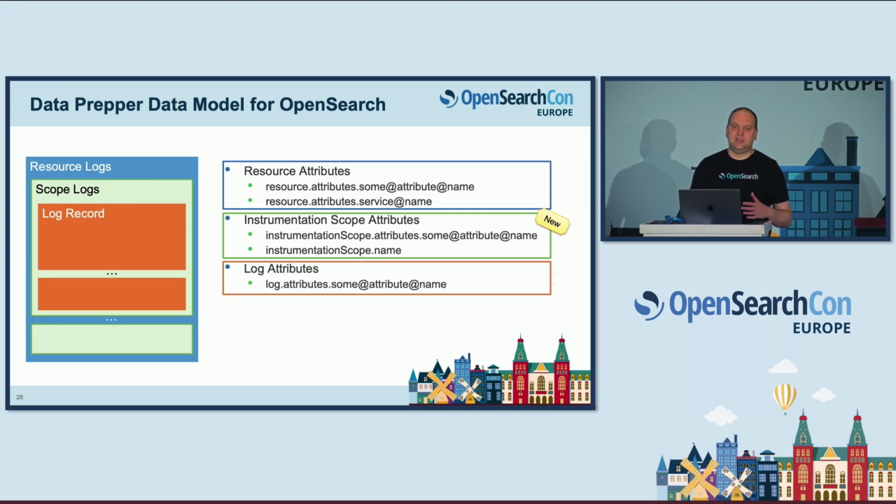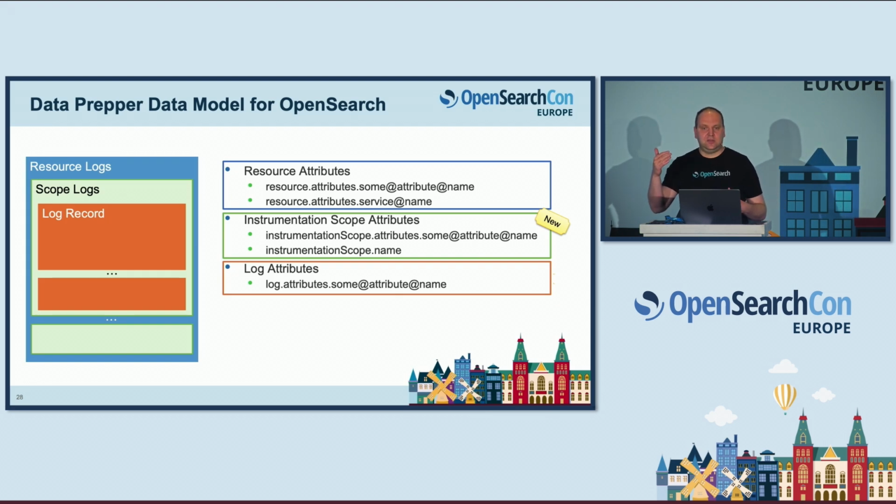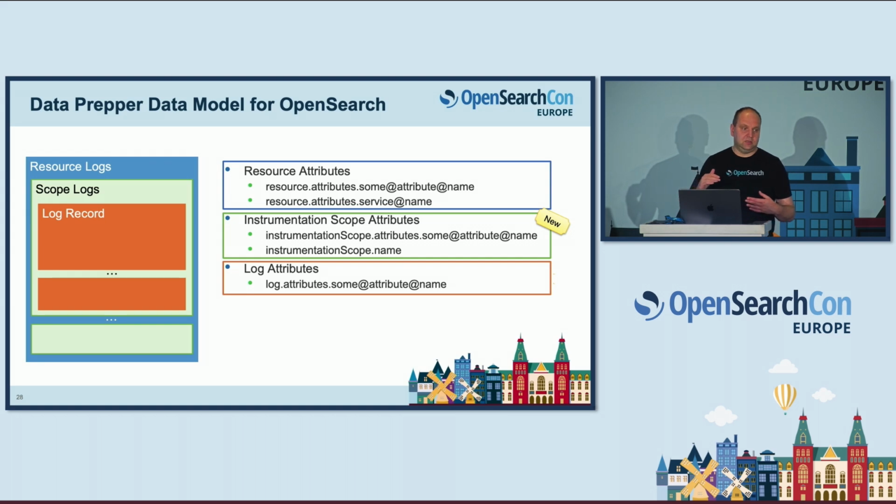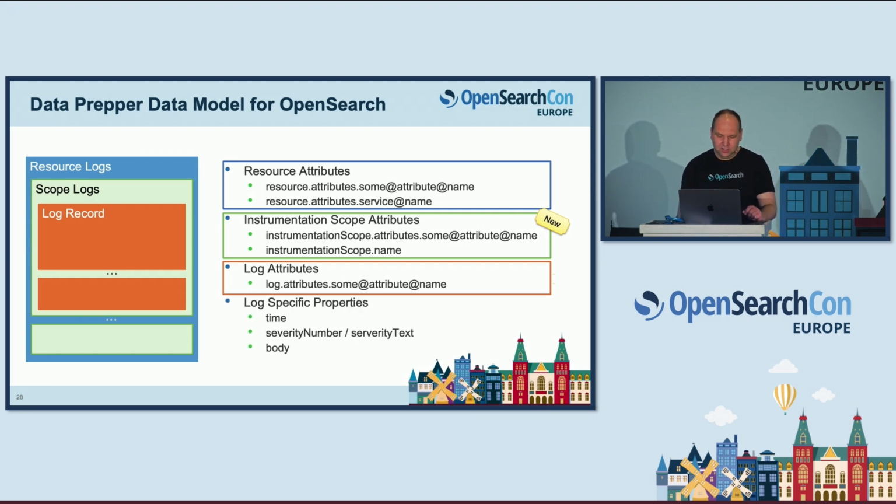And then there are log attributes. While the resource attributes are stable over the runtime of the application, log attributes can change with every log record written. So this is like some custom field, some tenant identification, whatever you want it to be. Might be the class that emitted the log, something like that. And of course, then there are log-specific properties, something like the timestamp, the severity, and the body. So this is what logs look like.